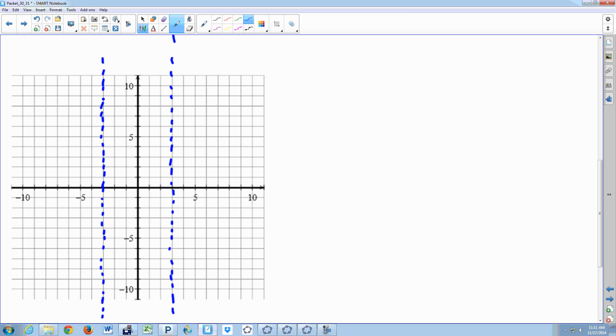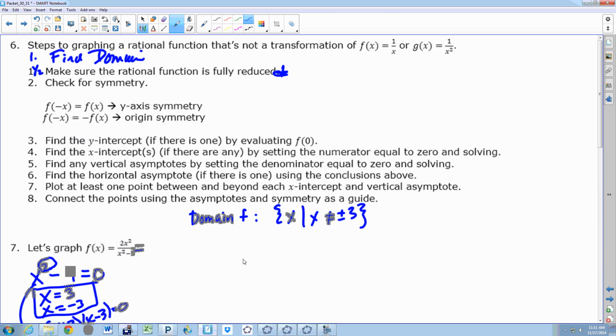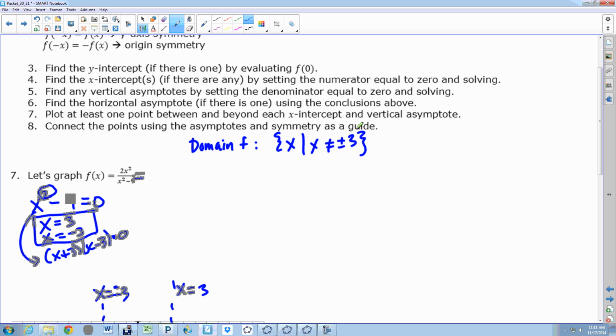Now, this is not part of my graph. This is just an aid to help me graph my function and see what happens to the behavior of it as it gets close. So that's step 1, finding the domain. When you find the domain, you find the excluded values. The excluded values are going to lead you right down to number 5, which is your vertical asymptotes. Boom, right away. You get to see that part of your graph.